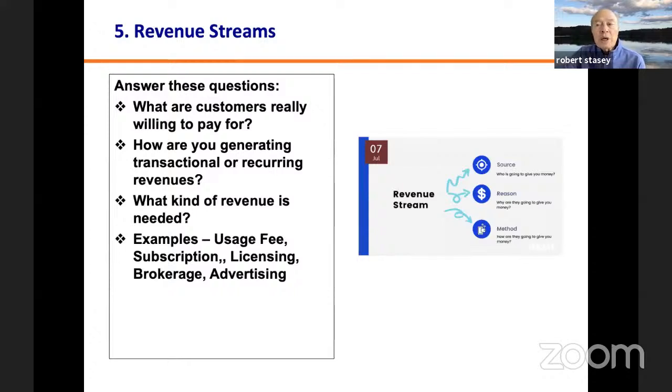The second one could be a usage fee. This is money generated from the use of a particular service. An example would be when we send something by UPS. UPS would charge a fee. We could have a subscription fee, which is revenue generated by selling access to a service. A good example of that would be Netflix.